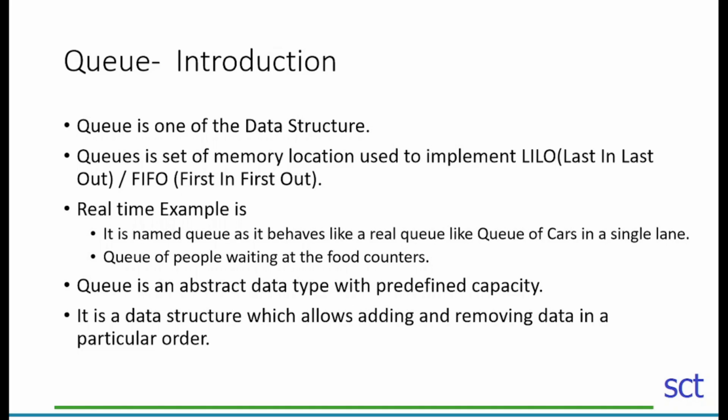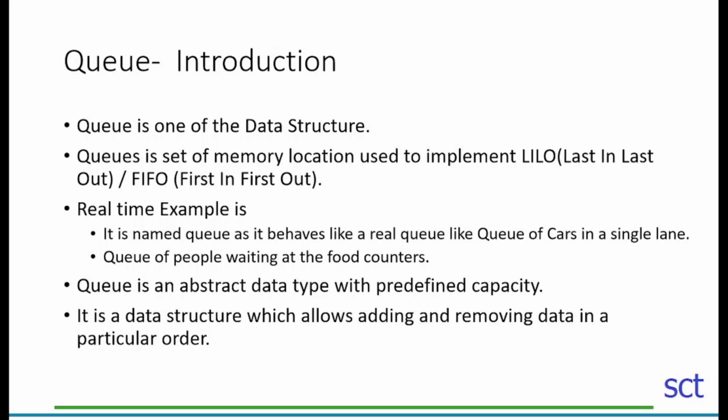Queues. Queue is basically a data structure. Queue is a set of memory locations used to implement the last in last out or first in first out concept. If you look at the real-time example, it is named queue as it behaves like a real queue, like a queue of cars in a single lane, or a queue of people waiting at the food counter.